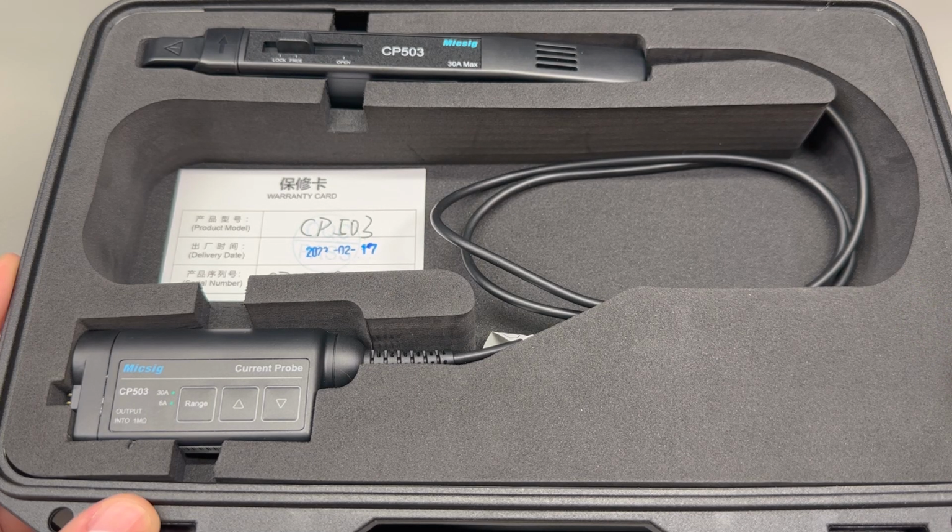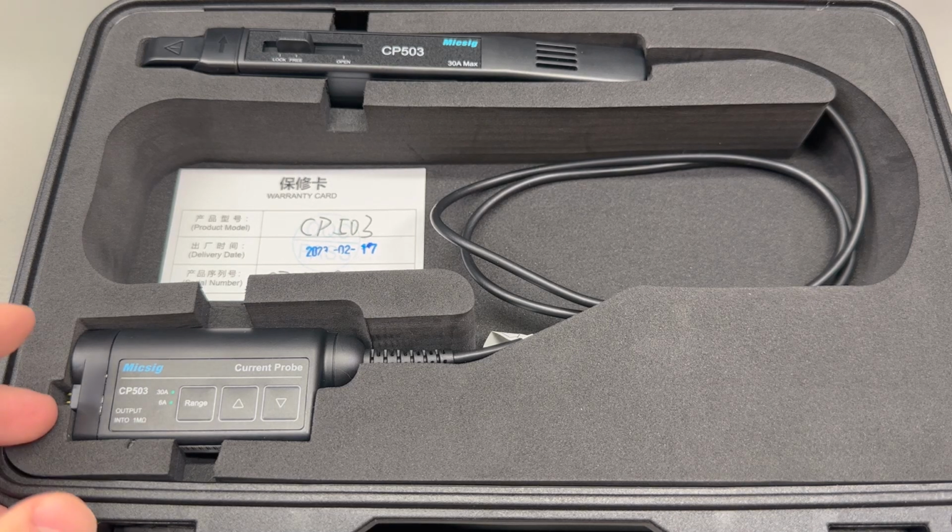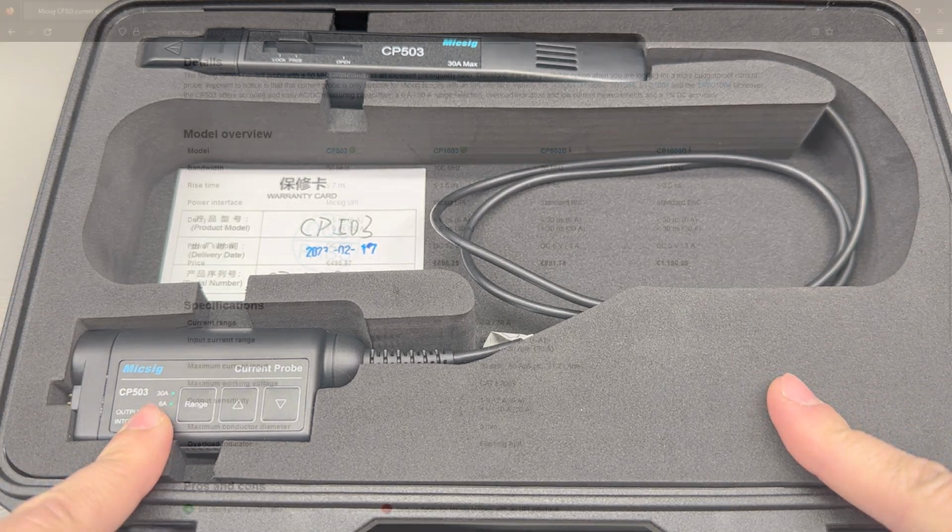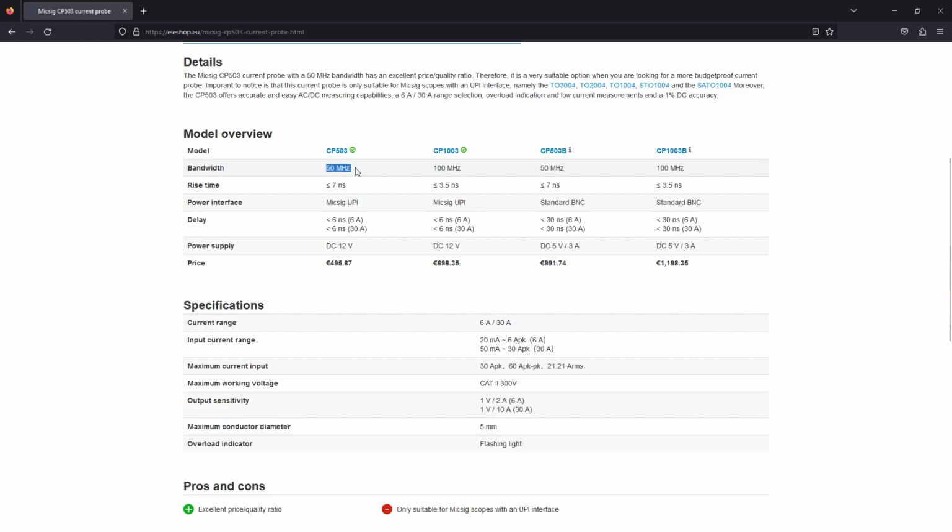So while we were considering the previous models of 800 kHz and 2.5 MHz high bandwidth, this newer series can go up to 50 MHz and 100 MHz depending on the variant you choose. So they really bumped up the bandwidth of this.